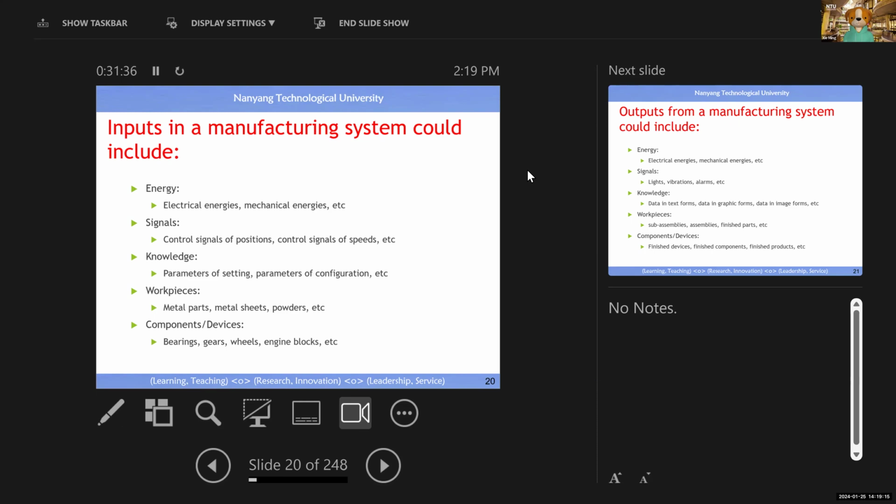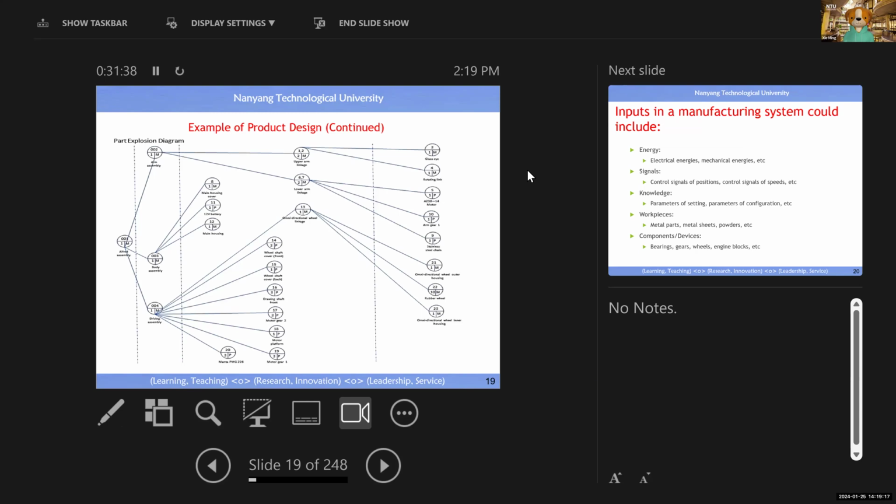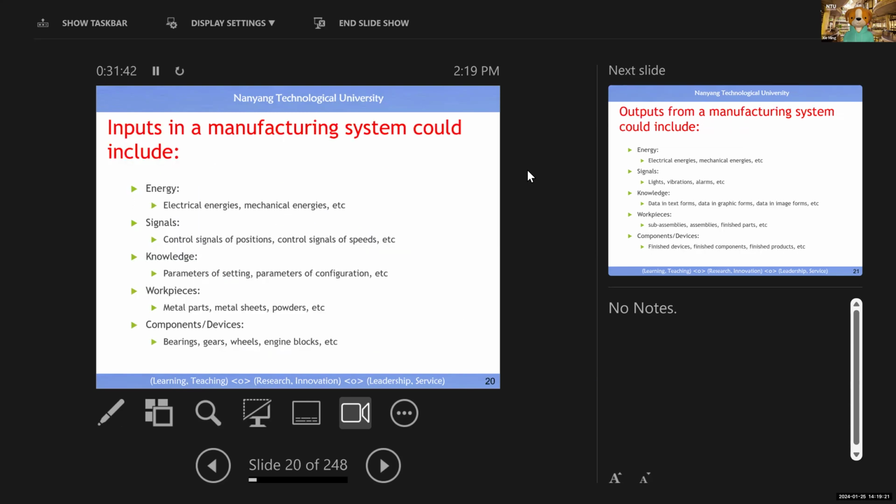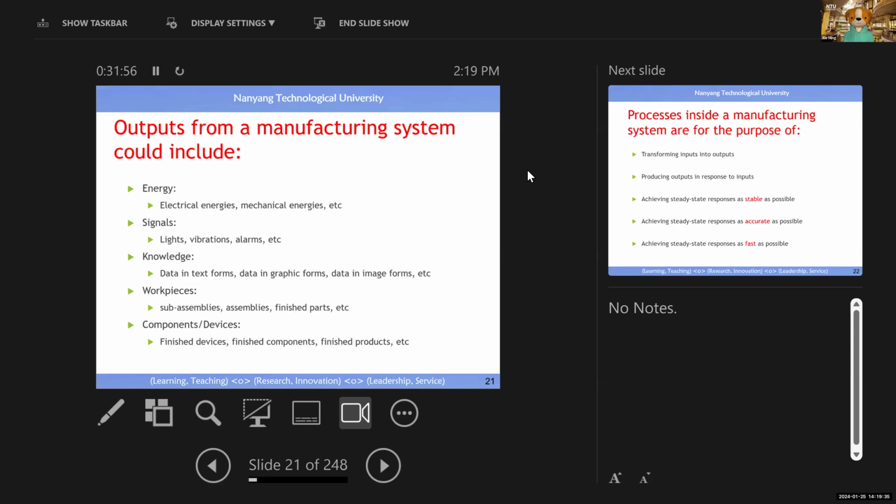Workpiece basically is the part drawing, right? All the design of the parts inside the product, right? And some of the designed parts could be purchased from the market. Then we call them component devices. It means you can purchase them from the supplier, etc. So you see the input to the manufacturing system includes many things.